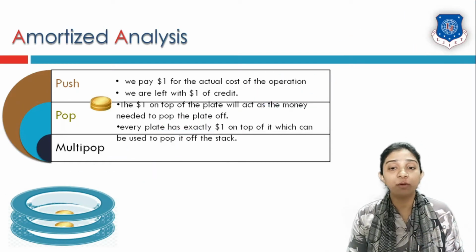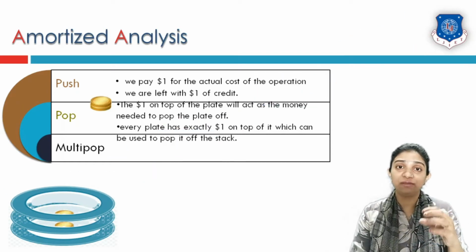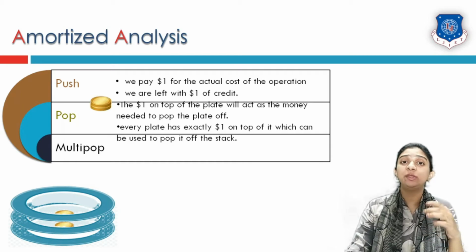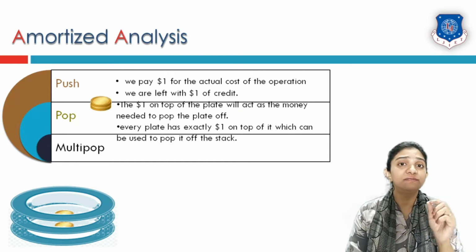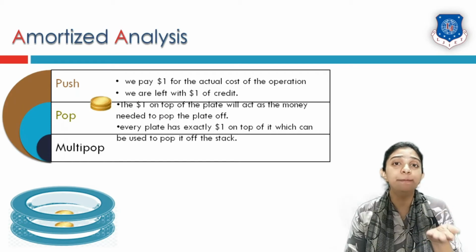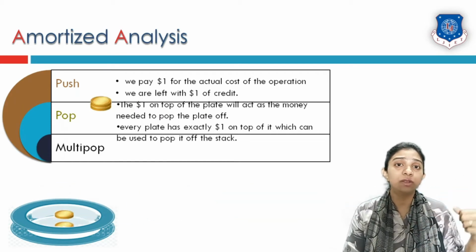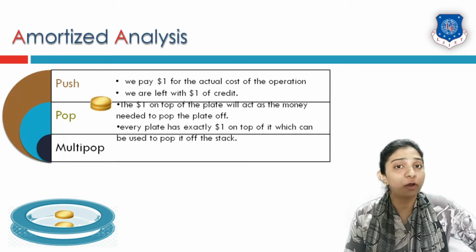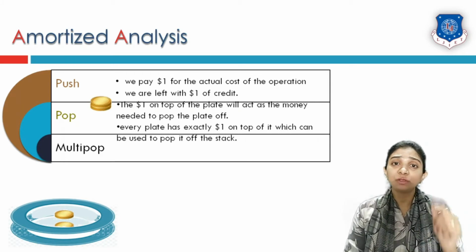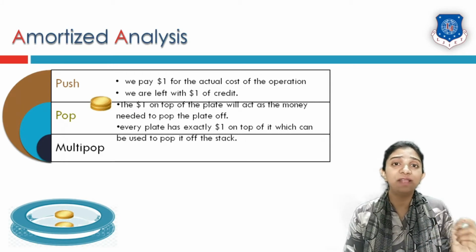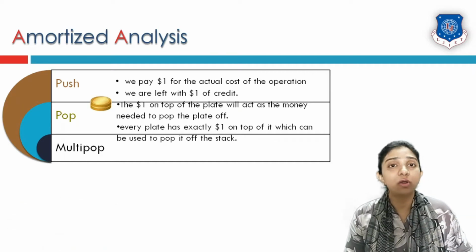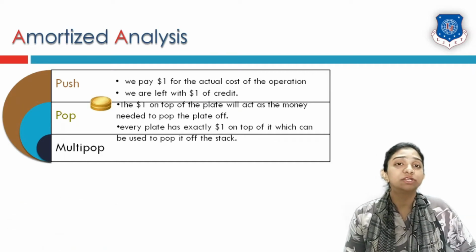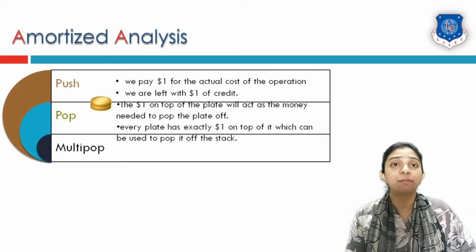Similar way for n pops. Whenever I perform a pop operation, I don't have an amortized cost. I use the credit which is already placed over the plate. So I will take out one coin and one plate is popped off. So the actual cost of $1 will be paid from credit only. This way, all these operations of popping the plates will be performed.